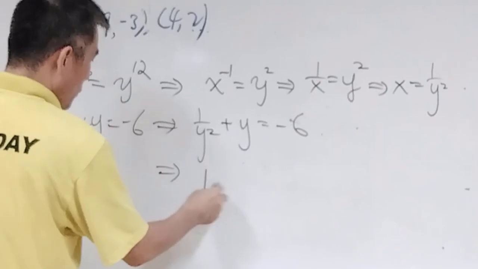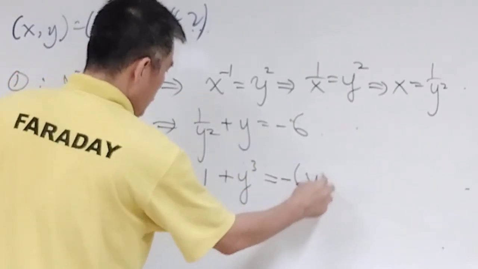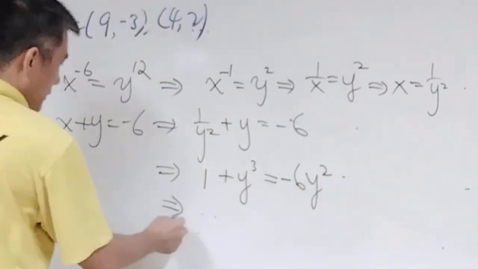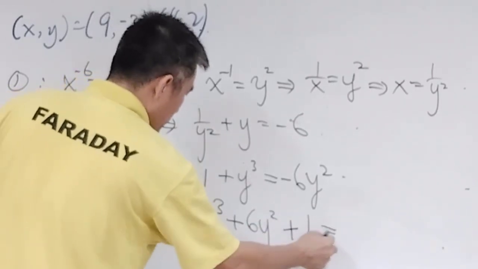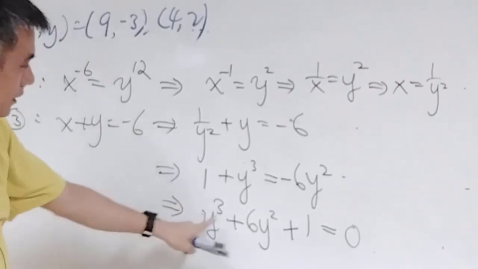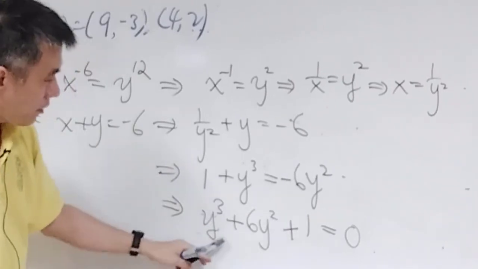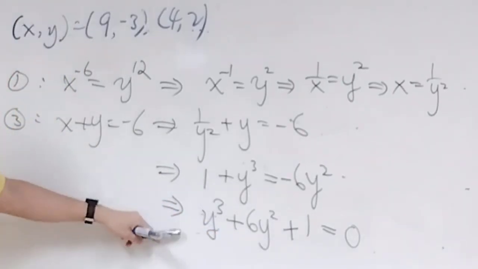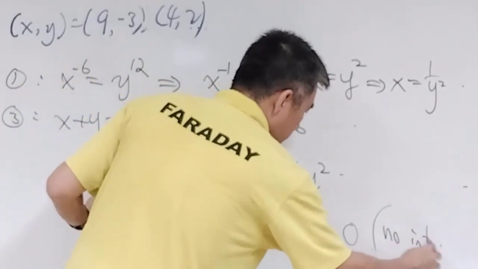And so 1 plus y to the power of 3 equals negative 6y squared. Therefore y to the power of 3 plus 6y squared plus 1 equals 0. And see, we are looking at the integer solution, and the leading coefficient is 1, constant is 1. We should only consider y equals 1 or negative 1. And obviously, neither value of y equals 1 or negative 1 satisfies this equation. So in this case, there's no integer solution.